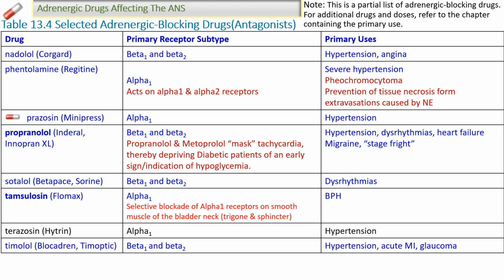So what commonly used medications would be phentolamine, Regitine, prazosin, propranolol, tamsulosin, which is Flomax, an alpha-1 blocker to treat benign prostate hyperplasia, and timolol for hypertension, myocardial infarction, and glaucoma.